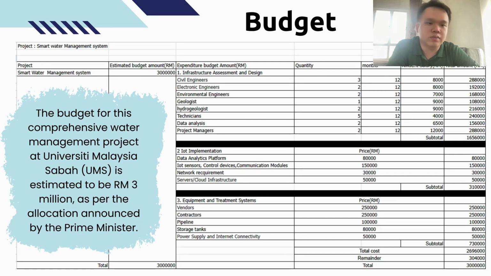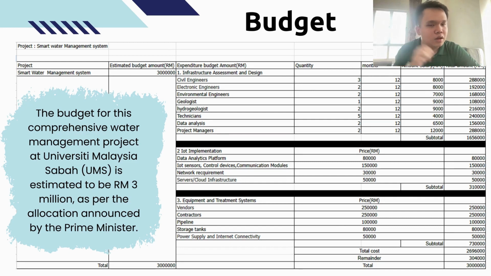310k ringgit Malaysia. And the last is the equipment and the treatment system that have involved vendor, contractor, pipeline, storage tanks, and the power supply and internet connectivity. So this part of the equipment and the treatment system will cost 730k ringgit Malaysia. So the total cost of these three parts will cost us 2.696 million ringgit Malaysia.